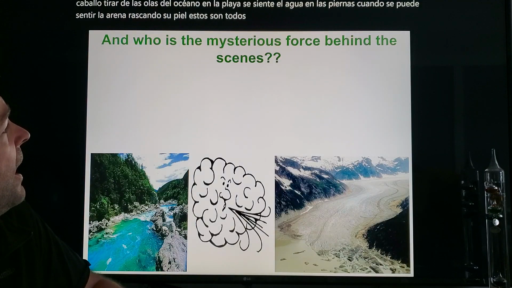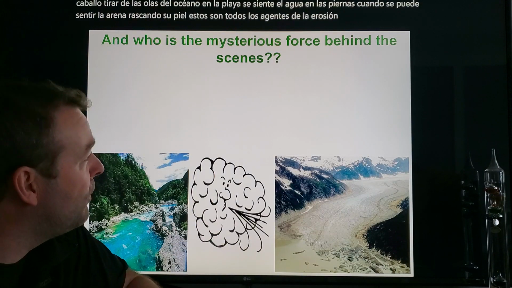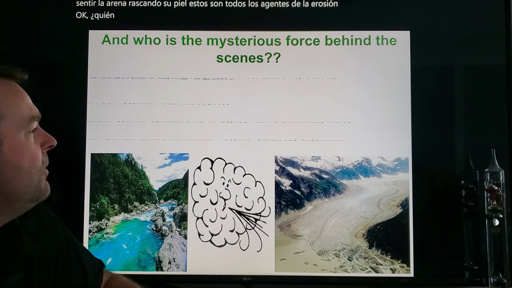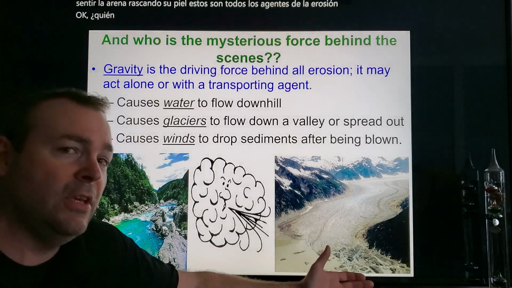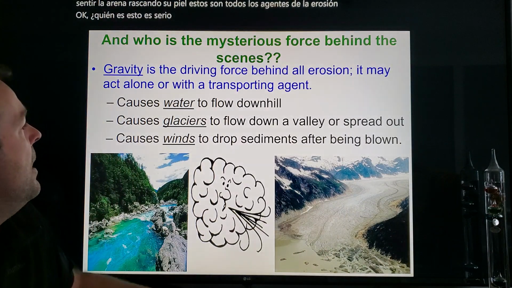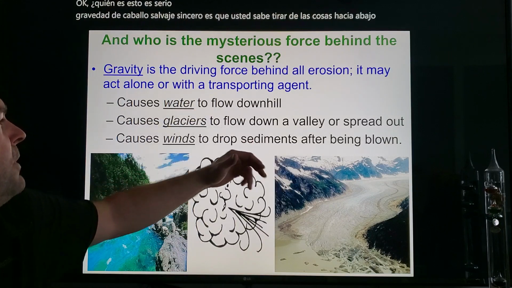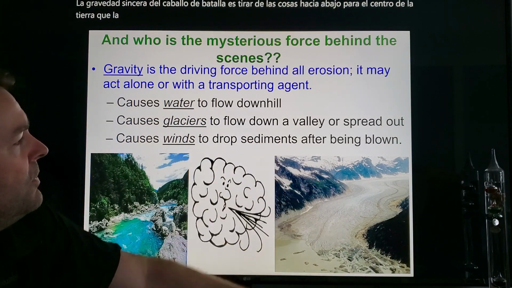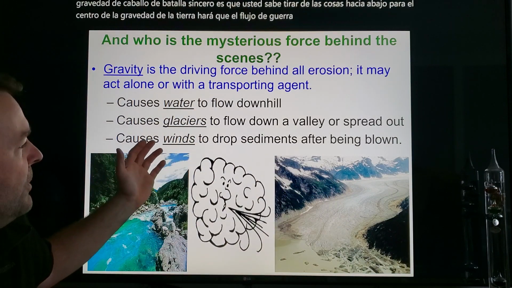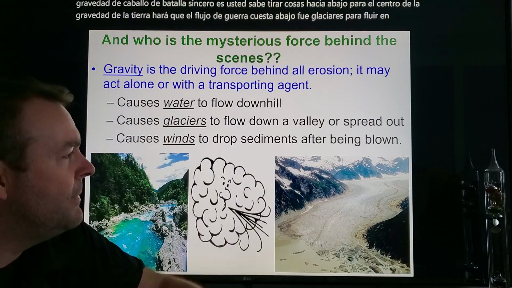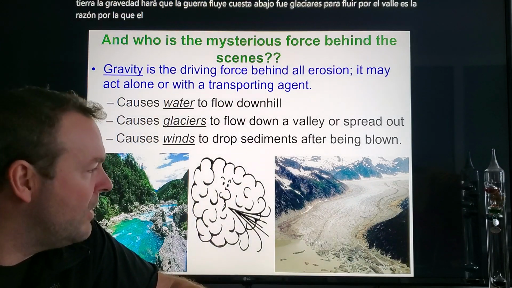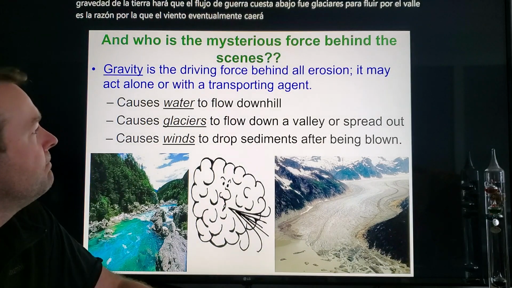Okay. Who is this mysterious force behind the scenes here? Well, of course, gravity, as you know, pulls things down toward the center of the Earth. Gravity will make water flow downhill, and cause glaciers to flow down a valley. It's the reason that the wind will eventually drop the sediments after being blown a good distance. So gravity, of course, is a major player there.